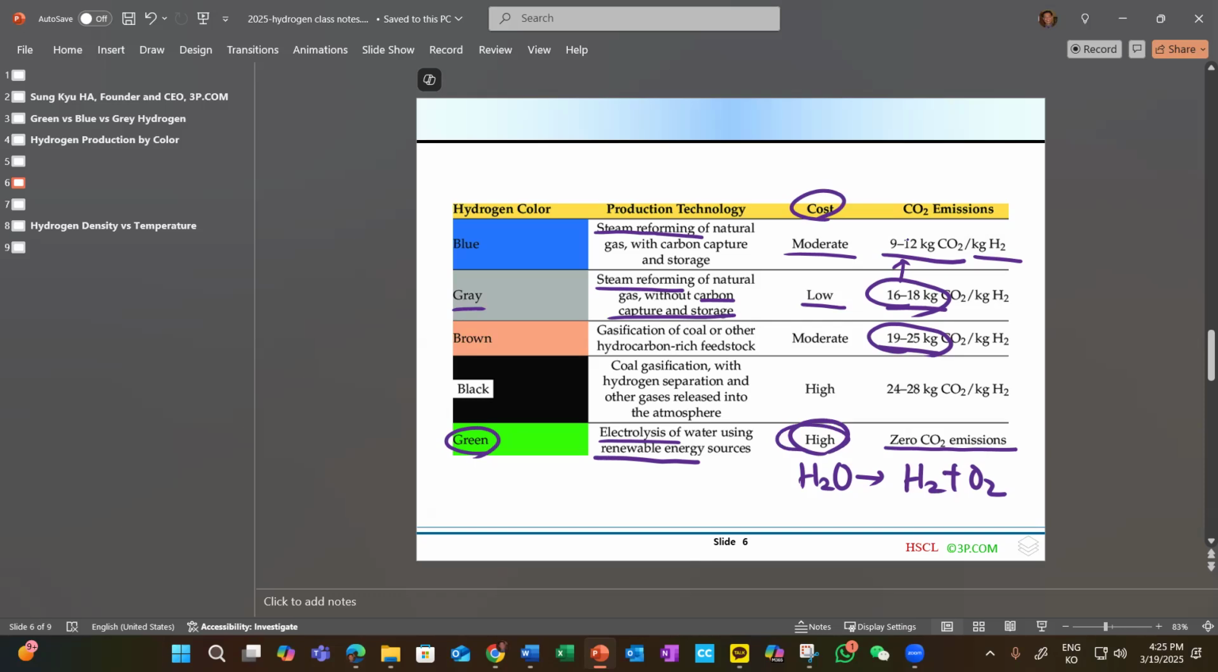And actually, not only cost, we have to consider efficiency as well. I would say three characteristics for each methodology: how much the cost, how the efficiency will be, and how much the CO2 emissions. These can be three very important characteristics.